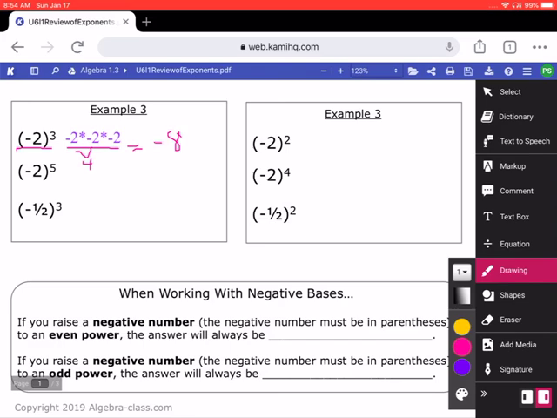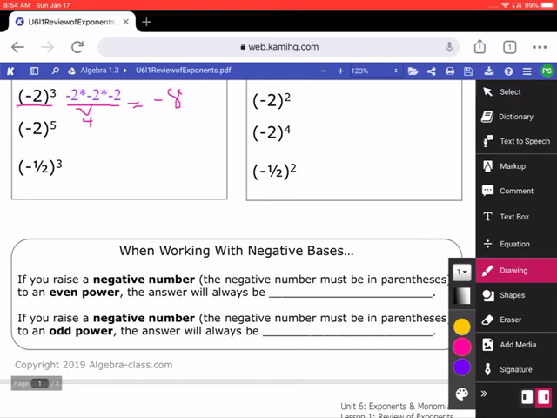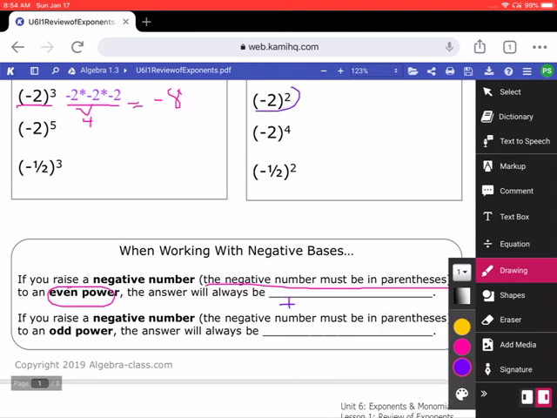Now, what we want to look at here are these rules down here. It says, if you raise a negative number, the negative number must be in parentheses, to an even power, the answer will always be positive. If you raise a negative number to an even power, then it's always going to be positive. So that's like over here. In this case, 2 and 4 are even numbers.